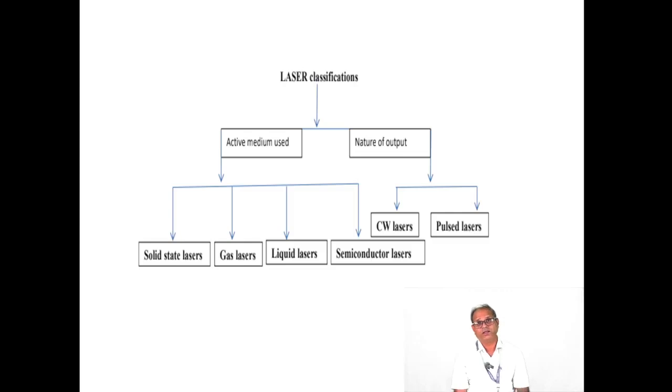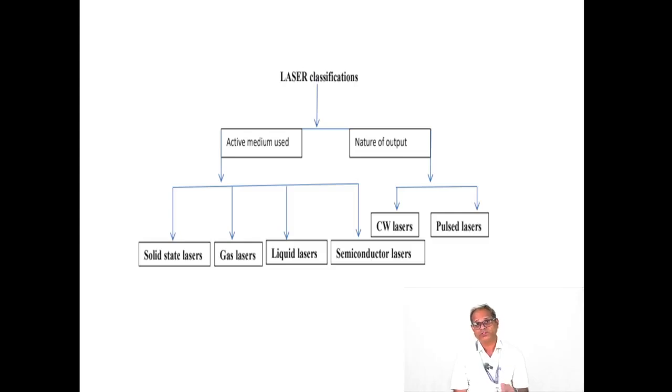So, these are the classifications generally given. Laser is classified according to the active medium, and secondly according to the output. According to output means which kind of laser light we are getting. If we get continuous laser light, we say it is a continuous wave laser. If we get pulses of laser, we say it is a pulse laser.